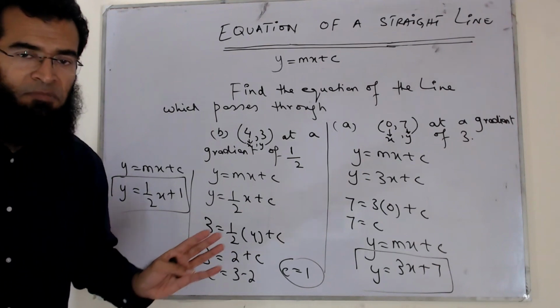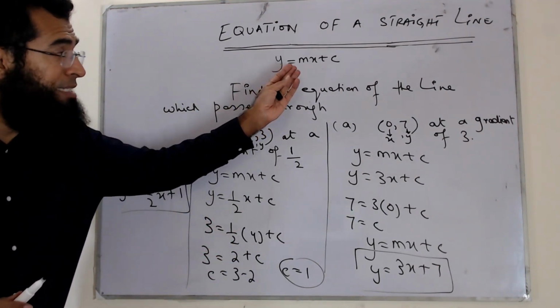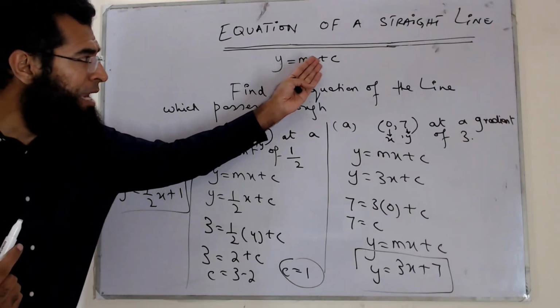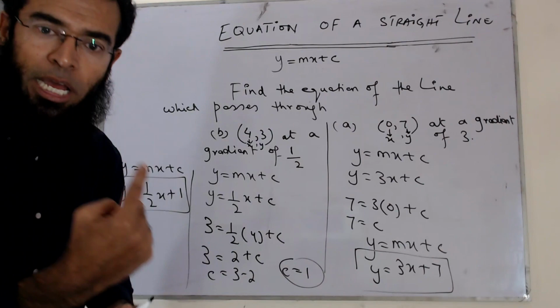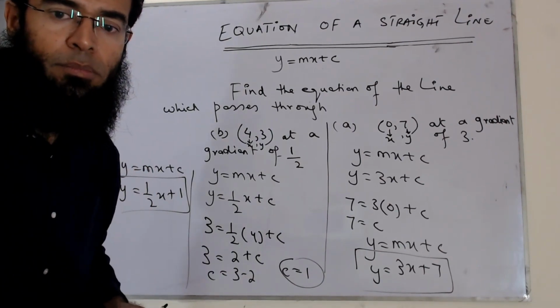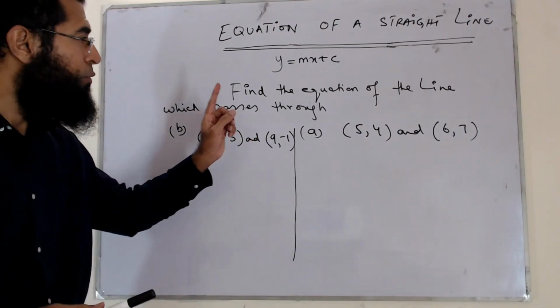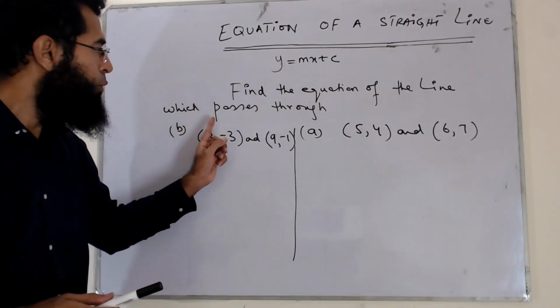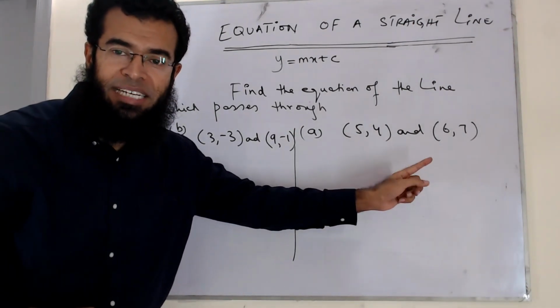This is just understanding the concept of a straight line, understanding what the gradient means, and understanding how to calculate the y-intercept. Let's look into another question. Right, let's have a look at another question. Find the equation of the line which passes through these 2 points, (5, 4) and (6, 7).